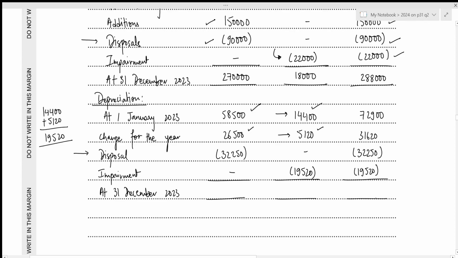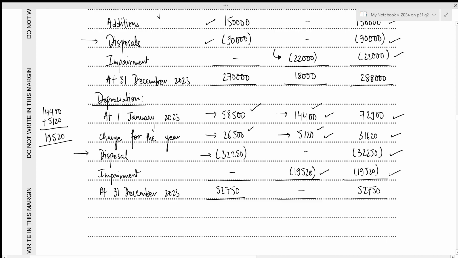Okay, for plant and machinery, that will be 58,500 plus 26,500 minus 32,250, which results in 52,750. Then for motor vehicle, that will be 14,400 plus 5,120 minus 19,520, which results in 0. And for the total, that will be 72,900 plus 31,620 minus 32,250 minus 19,520, which results in 52,750. We are done with the second section as well.